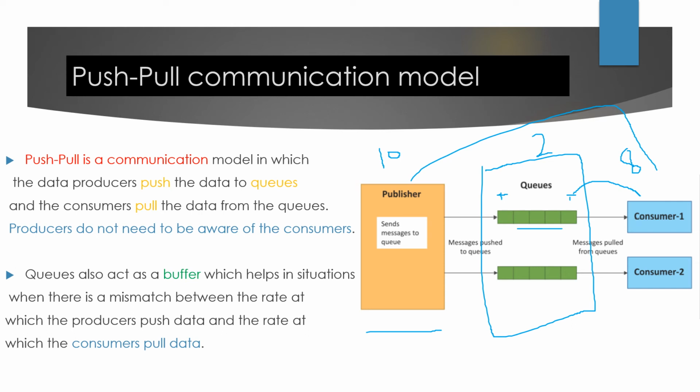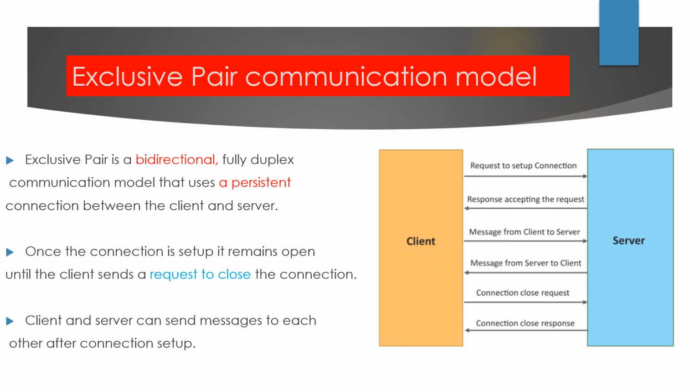Then moving on to the second, or the last, type of communication model, the exclusive pair communication model. This is a very typical communication model where we will have only a client and the server. There is no type of broker here.